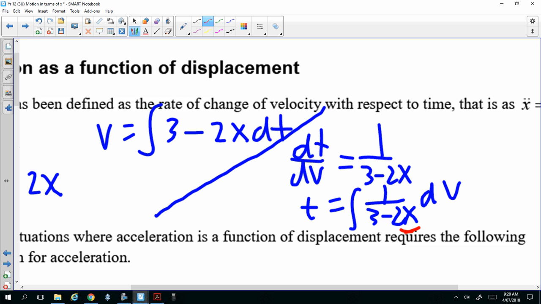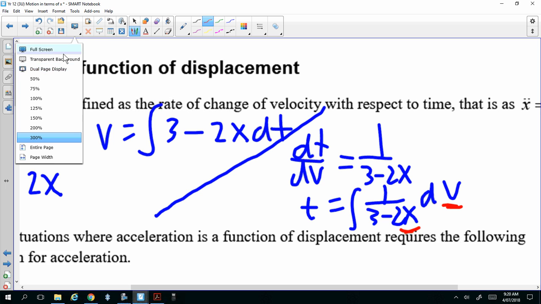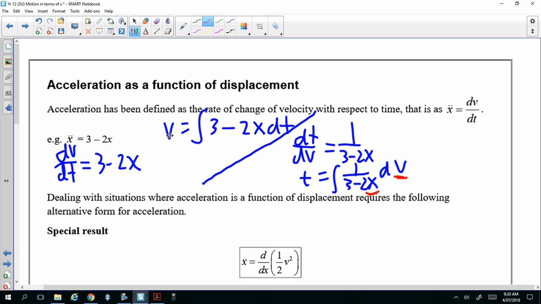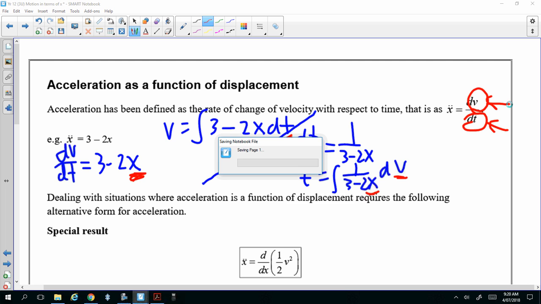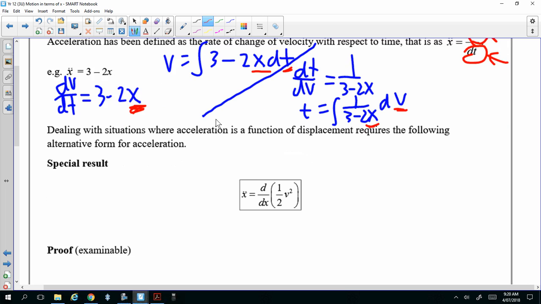Integrating directly doesn't work either, because neither v nor t has x in it. You need at least one of them to be x. There's no x there. So what do we do? We need a new formula for acceleration. Acceleration is dv over dt. The new formula is this.